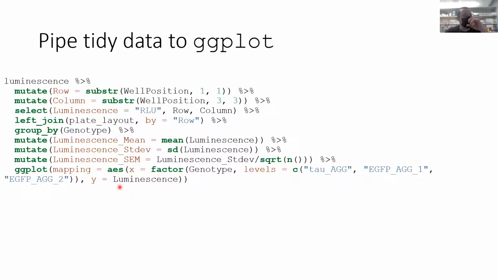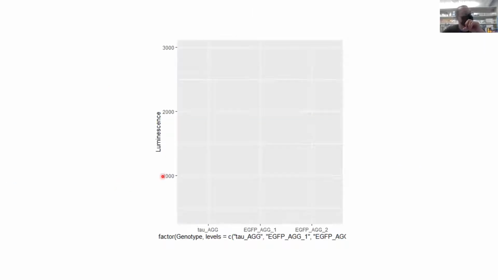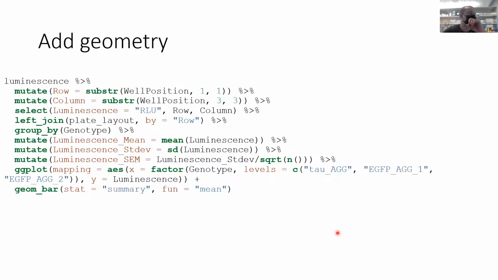Now, note that I'm plotting the luminescence here and not the luminescence mean. Visually, that won't matter just yet, but behind the scenes, the individual data points will be retained. So we can do stats on them, because if you only provide the mean, it can't do any stats on the mean alone. So we have a graph, empty so far, with luminescence on the y-axis and our three genotypes on the x.